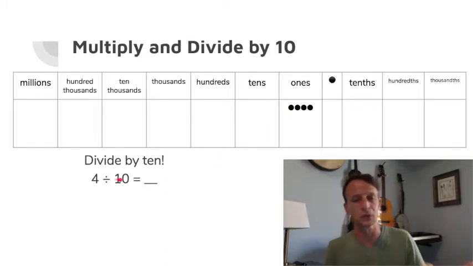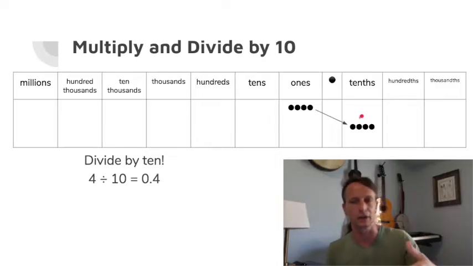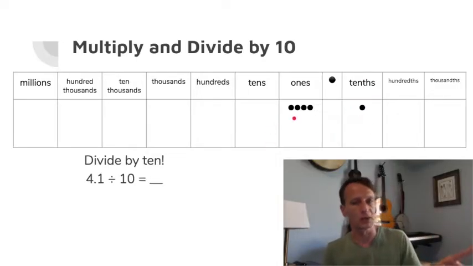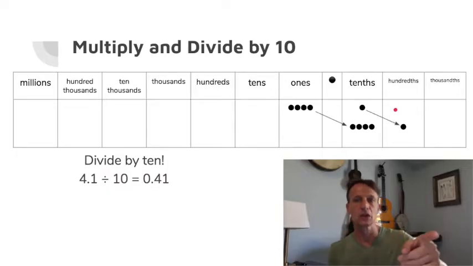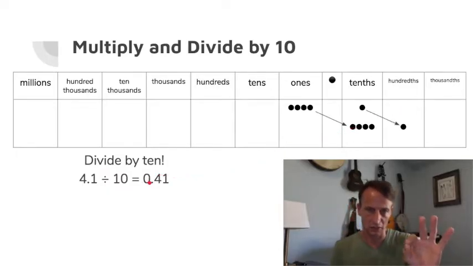All right, we're going to do 4 divided by 10. Yeah, so we're going down the decimal. Yeah, okay, so now we have 4 tenths. Okay. 4 and 1 tenth. Move them both down a place, divided by 10. Okay, let's look at the number here. 41, what place are we in?